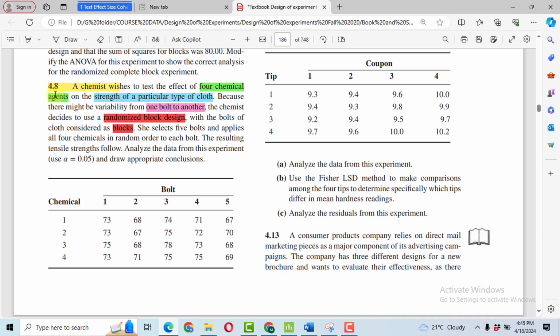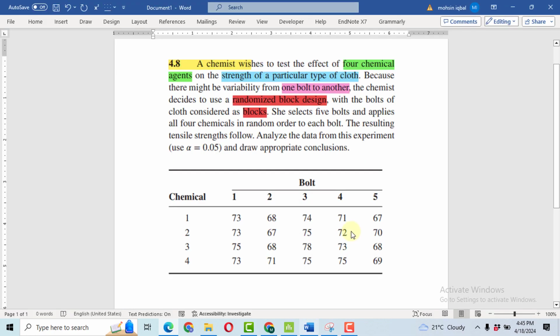Bismillahirrahmanirrahim. In this video, I will solve problem 4.8 from the book Design and Analysis of Experiments by Montgomery. I take the snippet of this problem.